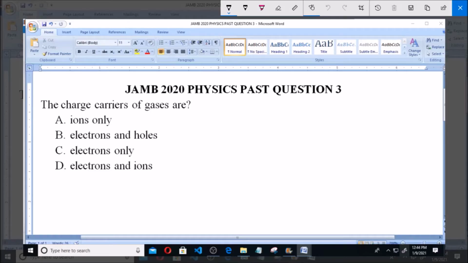2020 Physics Past Question 3. The charge carriers of gases are: A. Ions only, B. Electrons and holes, C. Electrons only, and D. Electrons and ions.